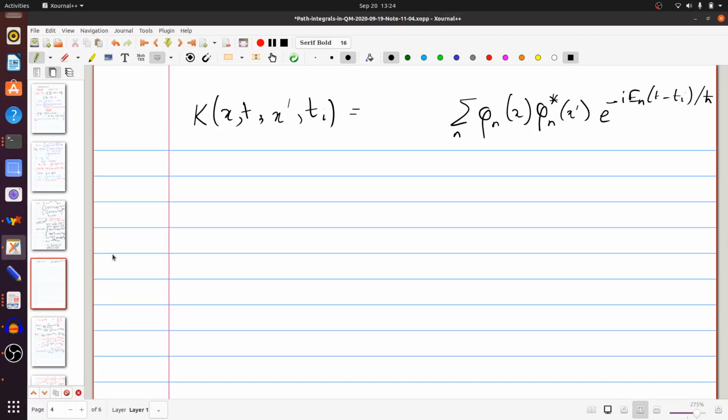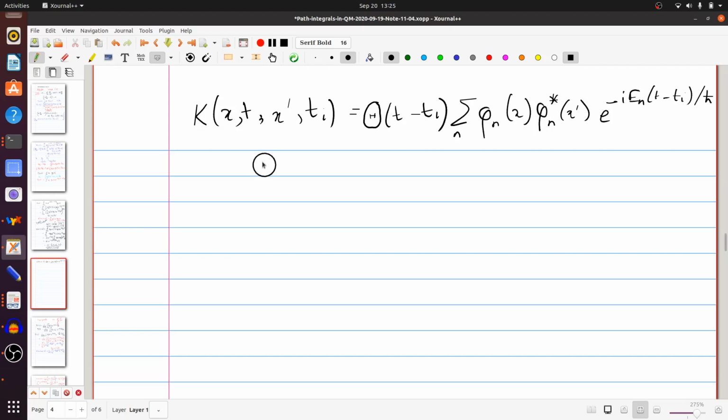So we have established that we can write the propagator from x prime t i to x t as a sum involving the eigenfunctions and eigenvalues of the Hamiltonian H. But there is one factor missing here, and that factor is what captures the fact that this propagator works only in the forward direction. That is, it gives you the wave function psi at x t from the wave function psi at x prime t i, provided t is more than t i. And for that we need one extra factor which goes in here. That's a theta function.